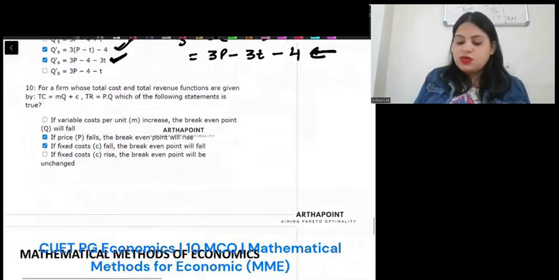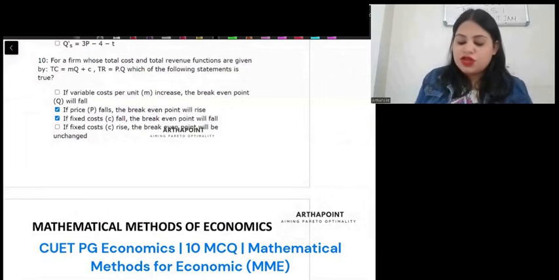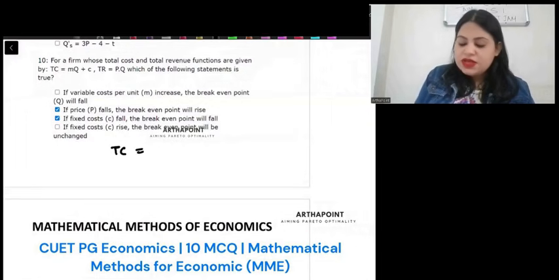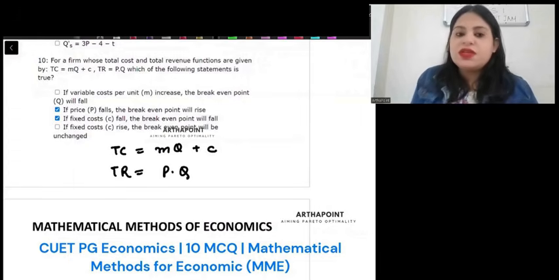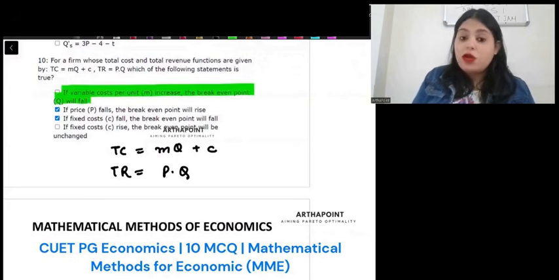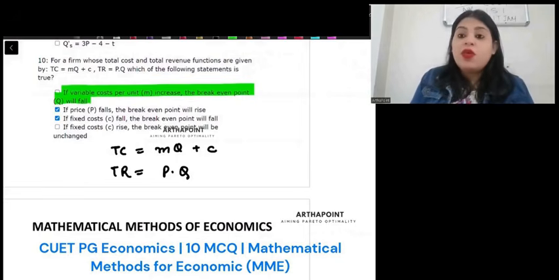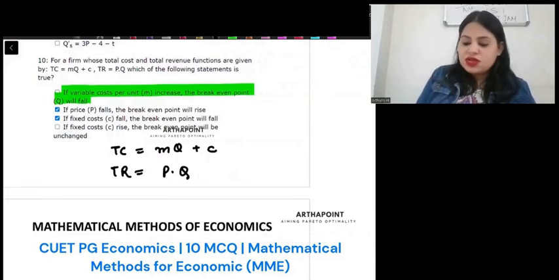Okay, beta, come to the next question. For a firm whose total cost and total revenue function are given by TC is equal to MQ plus C, TR is equal to P into Q, which of the following statement is true? It says if variable cost per unit increases, break-even point will fall. No. If cost is increasing, it means you have to give more money. You're incurring more cost. So to break even, you need to produce more output, not less. So this is incorrect.